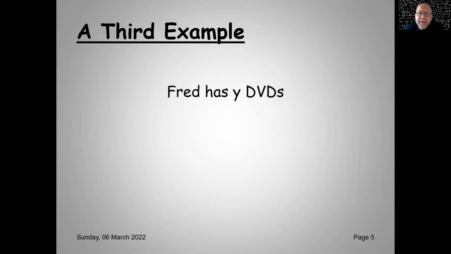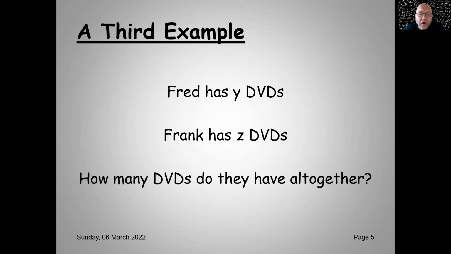Fred has got Y DVDs. We don't know how many. We've not got the number. We're just going to call it Y. And Frank's got Z DVDs. Now, altogether, the 2 men have got Y plus Z.